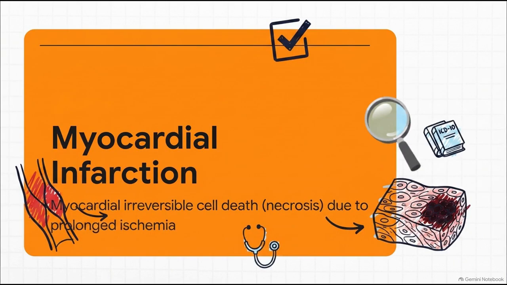Which brings us to our core clinical definition. A myocardial infarction is the irreversible myocardial cell death, specifically necrosis, due to that prolonged ischemia. Now, as coders, listen closely to that word necrosis. It's the defining clinical factor that separates a true heart attack from just an episode of severe angina.